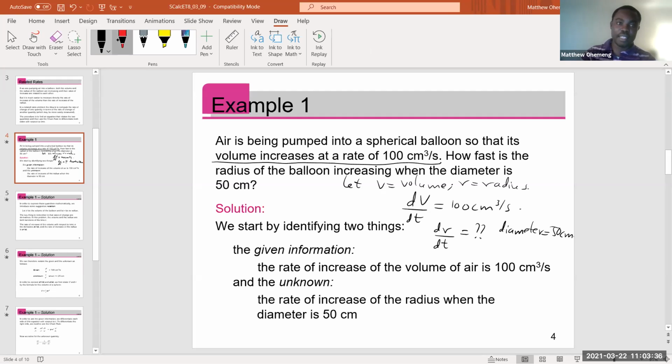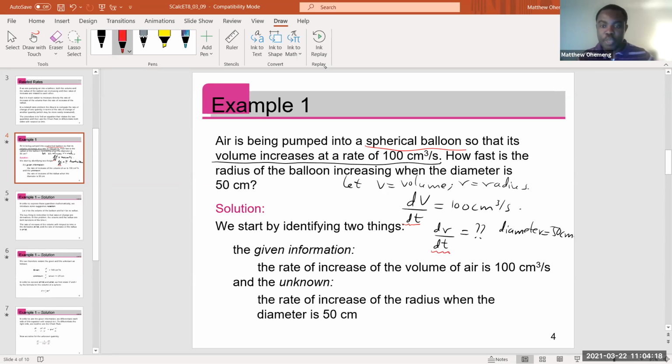Now, one other important thing is we know that this is a spherical balloon. We are given information about the change in volume with respect to time. So you have information for dV over dt, but you are asked to find dr over dt, and the air is being pumped into a spherical balloon. Because we know dV over dt and we are asked to find dr over dt, we need to think about an equation which relates volume and radius. In this case, since it's a spherical balloon, we're looking at a relation which relates volume and the radius of a spherical balloon.